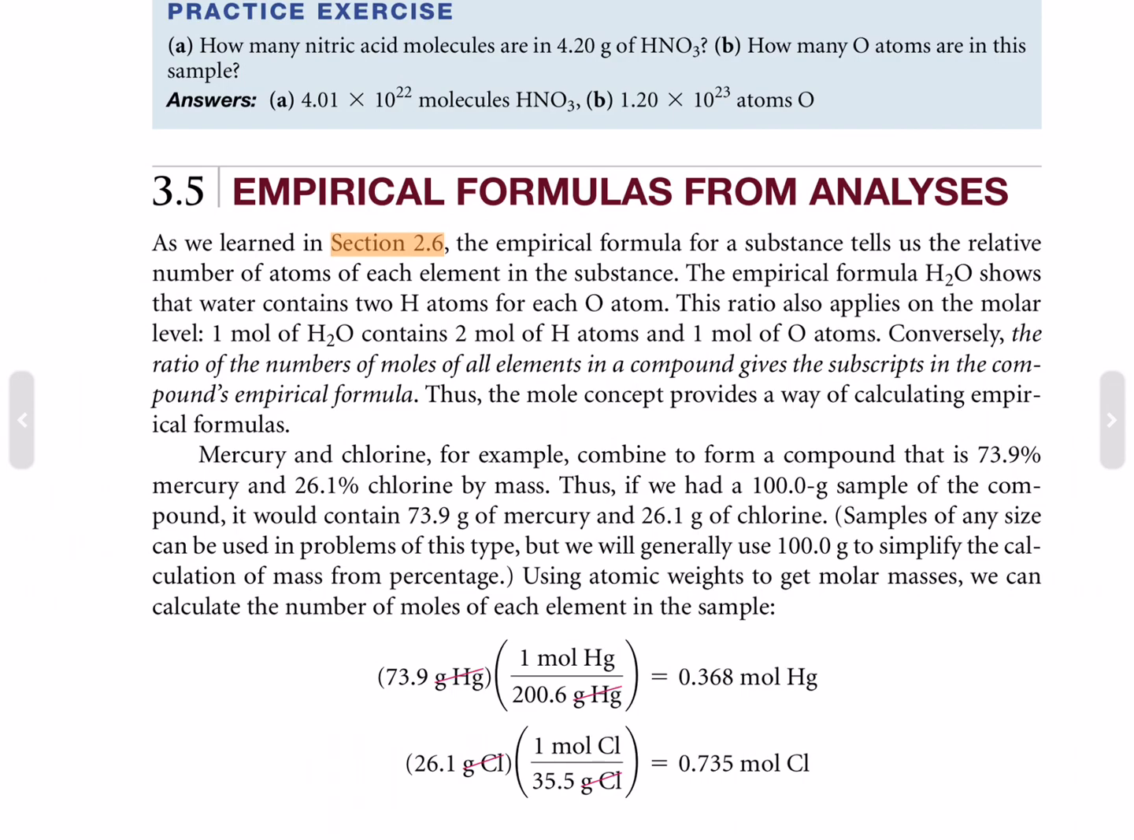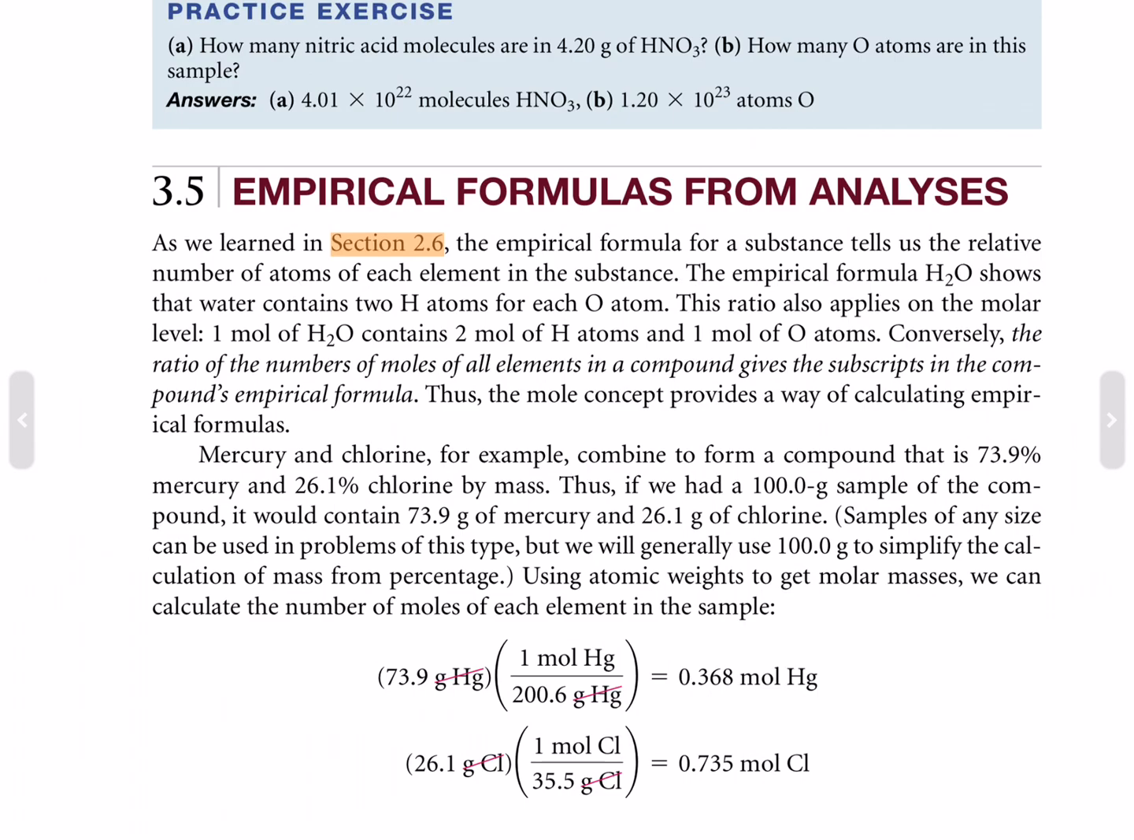Conversely, the ratio of the numbers of moles of all elements in a compound gives the subscripts of the compound's empirical formula. Thus, the mole concept provides a way of calculating empirical formulas. Mercury and chlorine, for example, combine to form a compound that's 73.9% mercury and 26.1% chlorine by mass. Thus, if we had a 100-gram sample of the compound, it would contain 73.9 grams of mercury and 26.1 grams of chlorine. Samples of any size can be used in problems of this type, but we will generally use 100 grams to simplify the calculation of mass from a percentage.